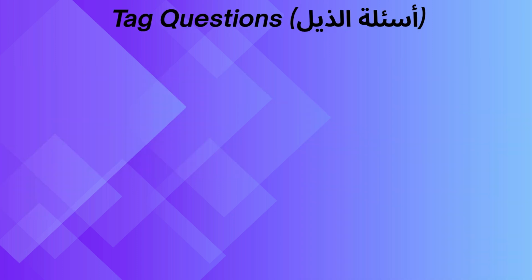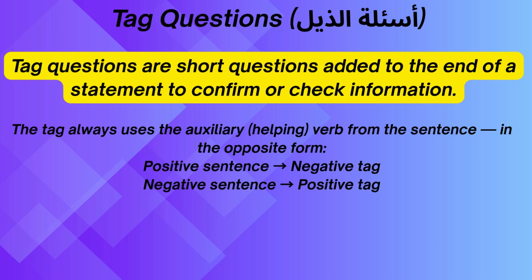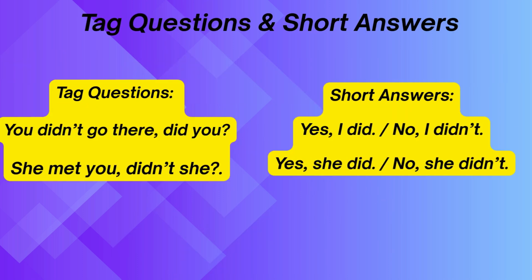If you want to sound more like a native, you need to use tag questions. Tag questions are short questions at the end of a statement to confirm information. Positive sentence, negative tag. Negative sentence, positive tag. Examples: you watched the movie, didn't you? He didn't go, did he? Again, tag questions help make conversation more natural.